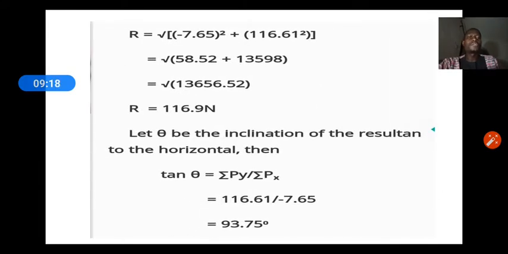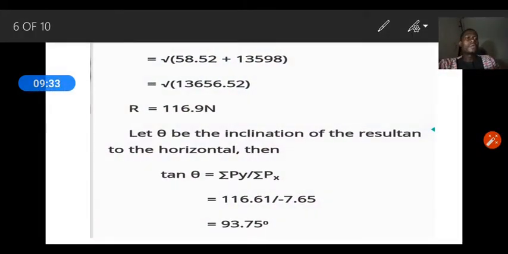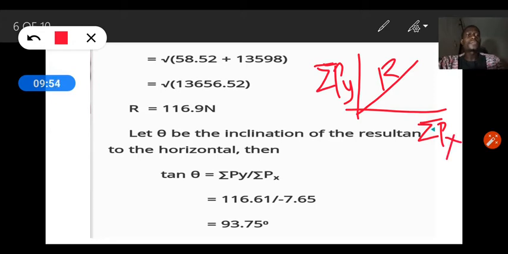Good. How do we get our resultant now? What we are simply applying there is just Pythagoras theorem. Don't forget, now we have something like this. Let me write. I have something like this. My resultant, my summation. I'm showing you this again. Summation Py is already here. Summation Px is already here. Now I want to find the resultant. What I'm simply applying is Pythagoras theorem.